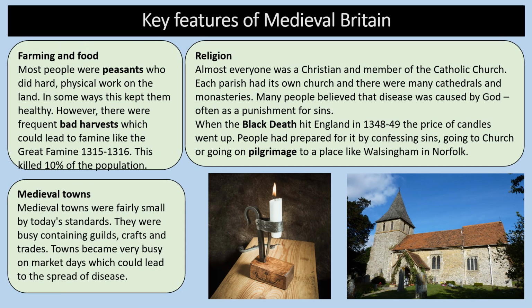So key features of medieval Britain. Well, in terms of farming and food, most people were peasants who did hard physical work on the land. In some ways that kept them healthy, but there were frequent bad harvests which could lead to famine, like the Great Famine of 1315 to 1316, which killed 10% of the population.